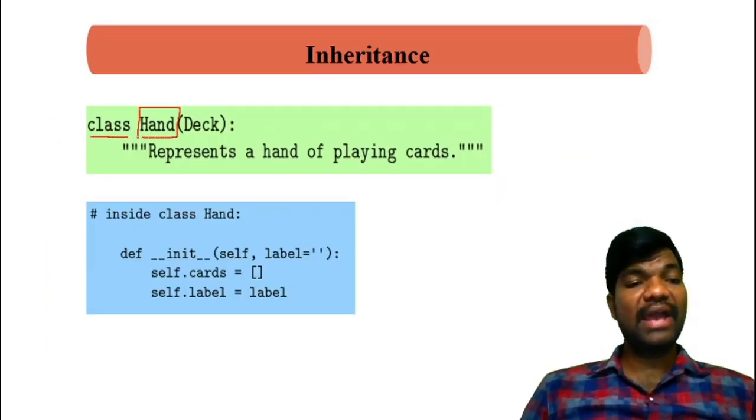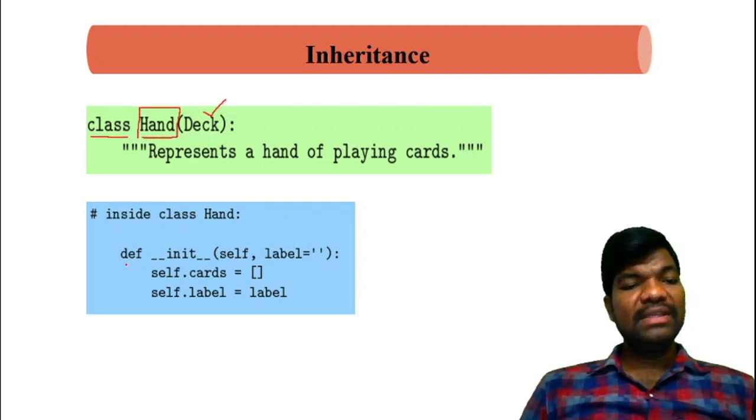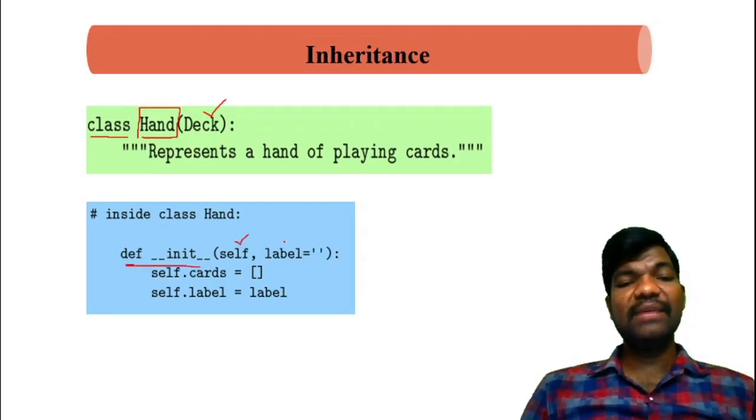This is the Hand class, derived from the Deck class. Inside the Hand class we define self.label, which is an empty string by default, and self.cards, which is an empty list. Then self.label equals label.